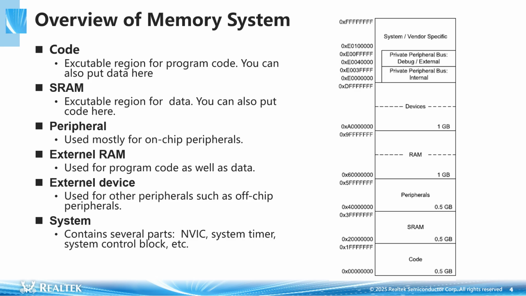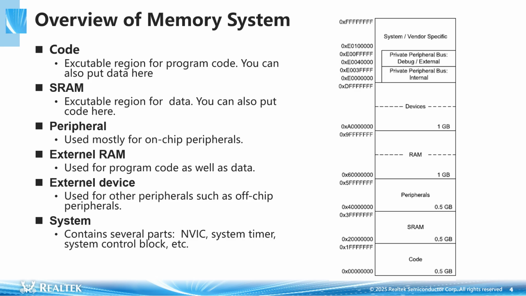First, let's examine the code area, which is designated for storing program code, though it can also store data. This section is designed to ensure efficient program execution. Next is the SRAM, which serves as an execution area primarily for data, but code can also reside here. Access to SRAM is very fast, making it essential for the smooth operation of programs.